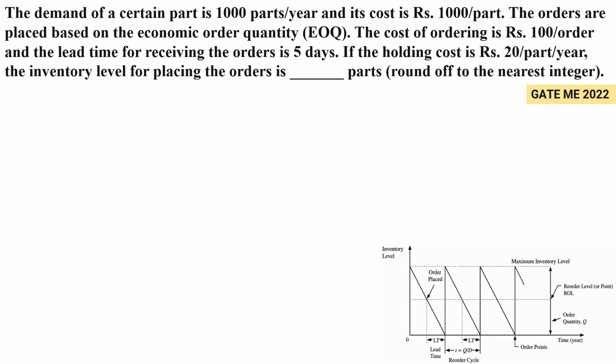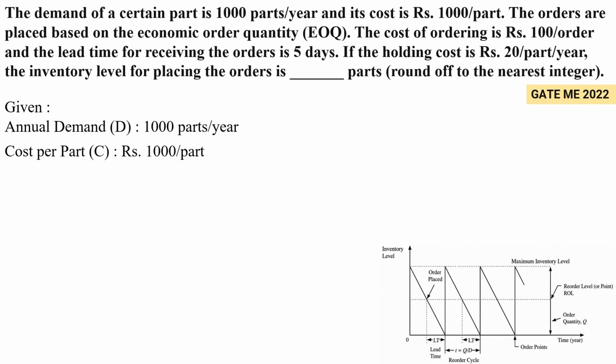Next question is, the demand of a certain part is 1000 parts per year and its cost is 1000 per part. So here given the annual demand, capital D equal to 1000 parts per year, and also given the cost per part, capital C equal to 1000 per part. The orders are placed based on the economic order quantity EOQ. The cost of ordering is 100 rupees per order and the lead time for receiving the orders is 5 days.